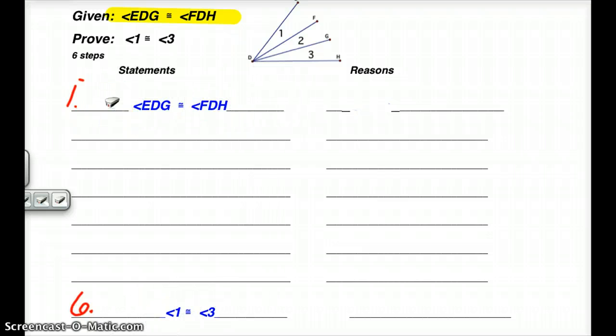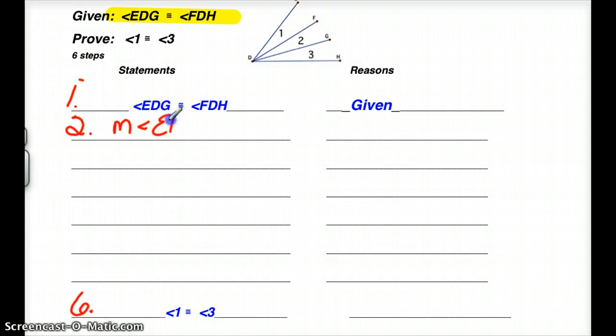Okay, in number 1, I wrote my given, angle EDG congruent to angle FDH, and my reason is given. Then all the way down at the bottom, I wrote my prove, angle 1 congruent to angle 3. Before you can start doing any substitutions, remember you need to change them to measures, to equal signs. So first I'm going to change my congruent sign to an equal: the measure of angle EDG equals the measure of angle FDH. Remember that you need to have the measures there when you have an equal sign. When I go from congruent to equals, that's the definition of congruent.